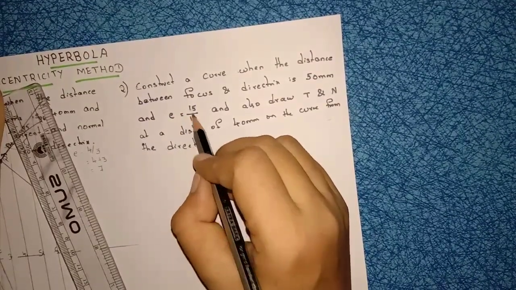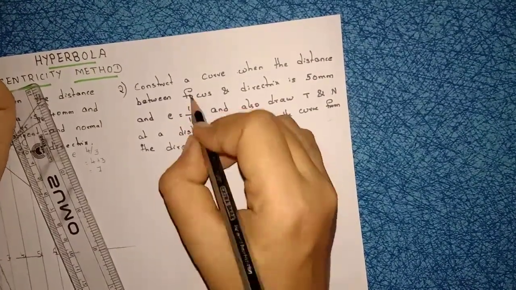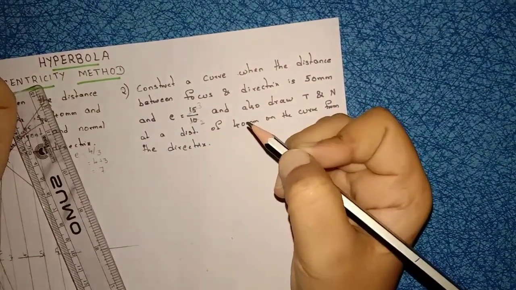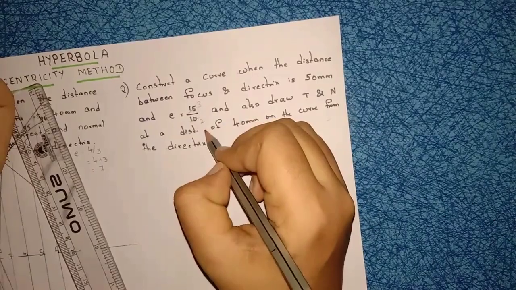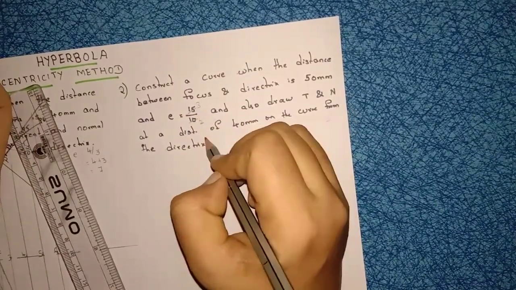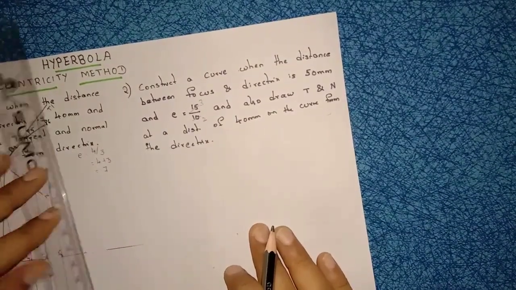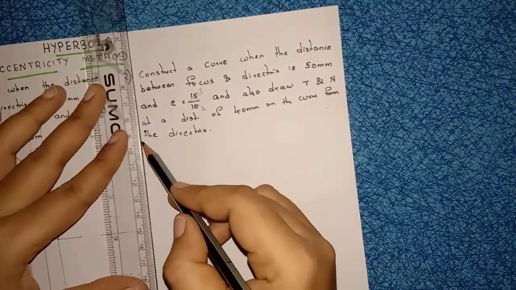Now here E equal to 15 by 10, right? I can simplify here. 5 3s are 15, 5 2s are 10, right? So E equal to 3 by 2. 3 by 2 is greater than 1. If E is greater than 1, you have to construct a hyperbola, right? So you can solve the problems like this also.